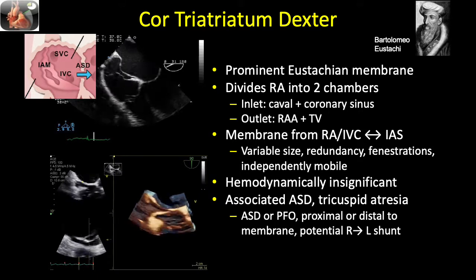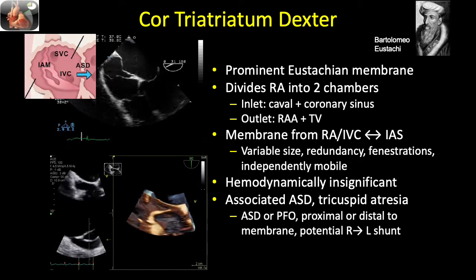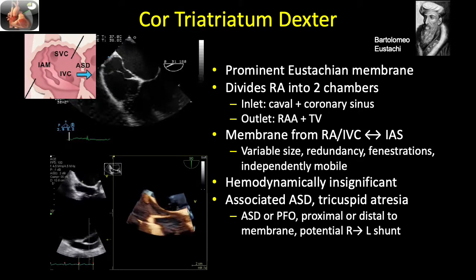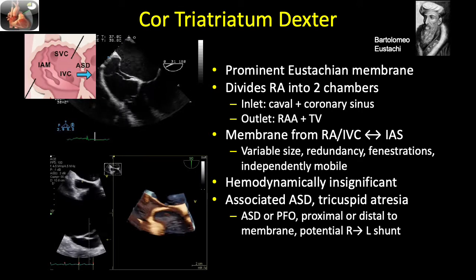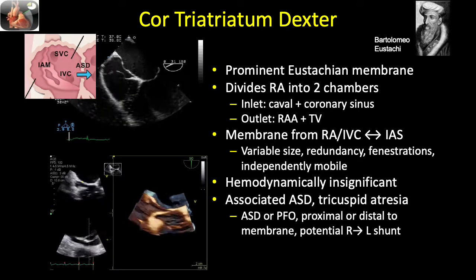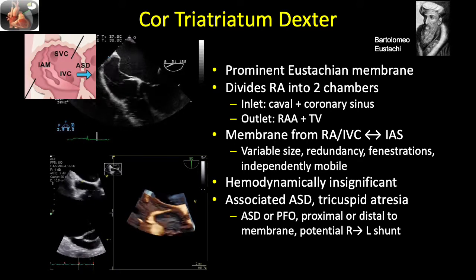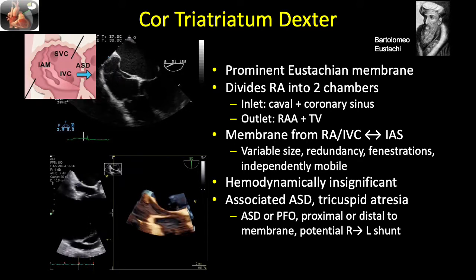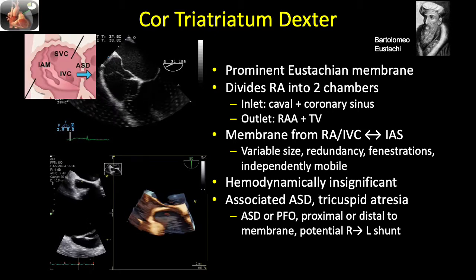The presence of a PFO or ASD is also variable and may be located either proximal or distal to the membrane. When present, this ASD can act as a pop-off valve, allowing right to left shunting in patients with significant obstruction.